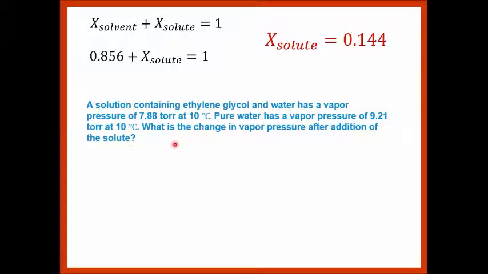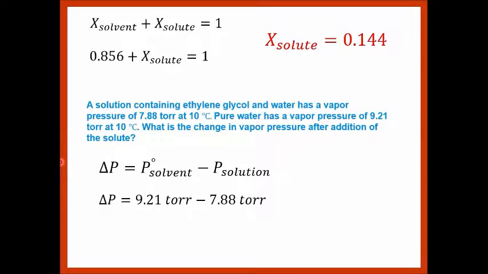Now, considering the same solution, we're asked to find the vapor pressure lowering, indicated by the variable delta P. If you recall, the vapor pressure of the solution subtracted from the vapor pressure of the pure solvent will give us the change in vapor pressure. Therefore, we can simply plug in the given vapor pressures and determine that the vapor pressure lowering is 1.33 torr.